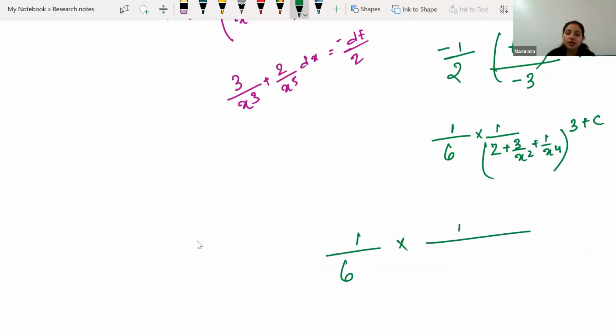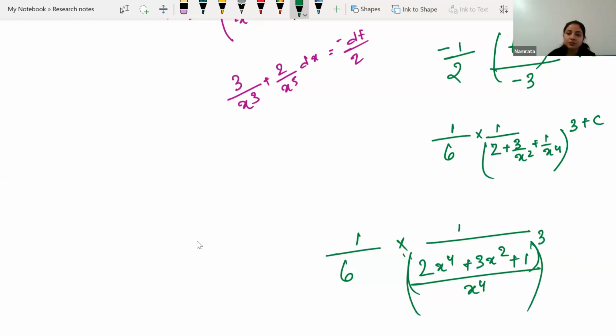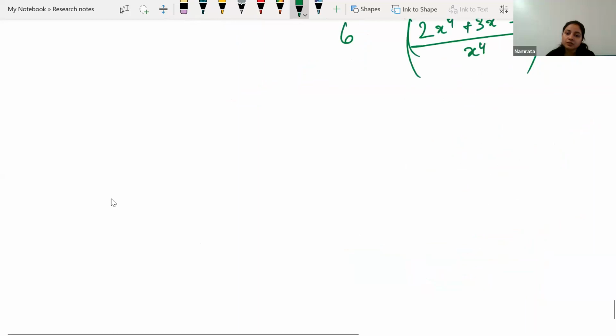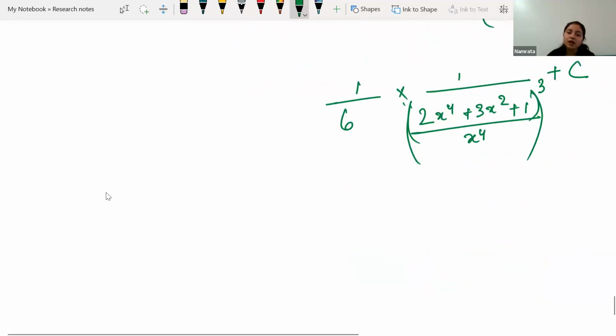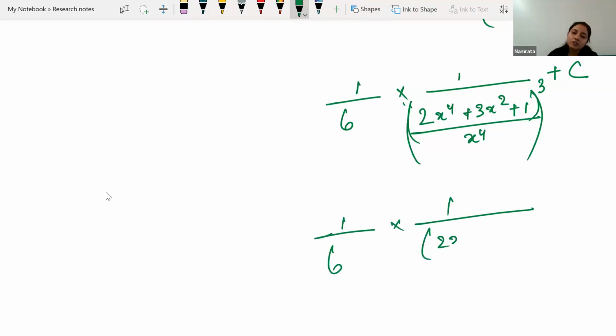Here we will be having 1 by, we will take the LCM, which will be x to the power 4. Here we'll be having (2x^4 + 3x^2 + 1), everything cube we have to take, plus c. So this, the denominator's part, once you do the reciprocal, first distribute the power. So we will be having 1 by (2x^4 + 3x^2 + 1), that will take a cube, and this x to the power 4 will also take cube.